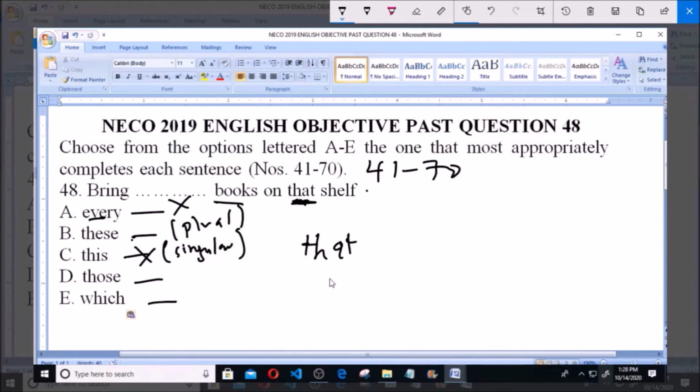Then the plural of that is those. So that is singular, those is plural, and that is singular demonstrative pronoun, while those is plural demonstrative pronoun. So we can now say bring those books on that shelf. I hope you can see the expression bring those books on that shelf, because it is a demonstrative statement. So option D is correct.